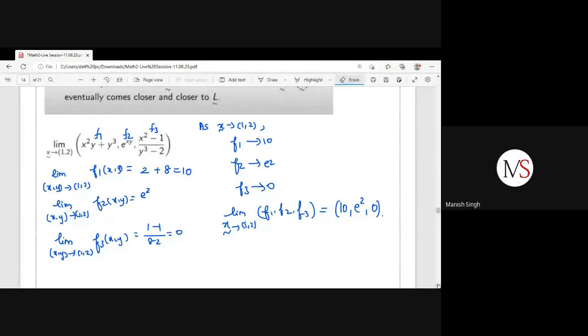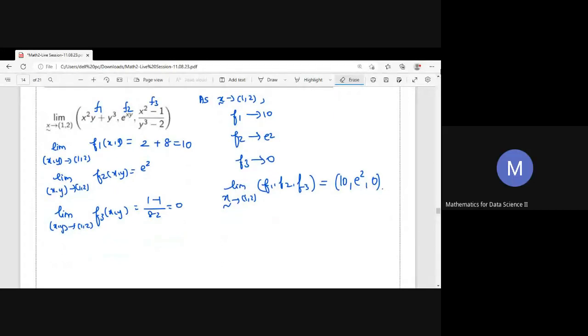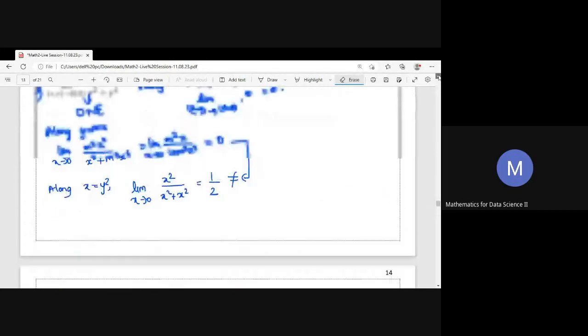Here the rule does not apply, madam, when the limits are different? It does not matter because each of f1, f2, f3 are different components, different coordinates here. So different coordinates will have different limits. Had it been just one function, but we are using different paths, then if they are not equal, then that limit does not exist, right?